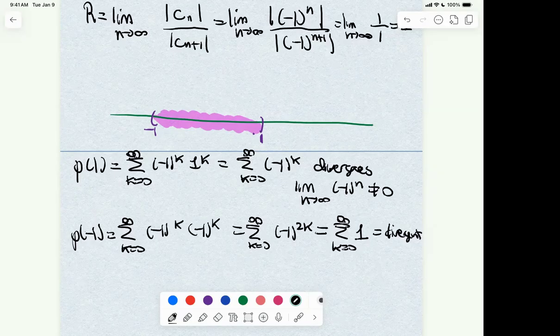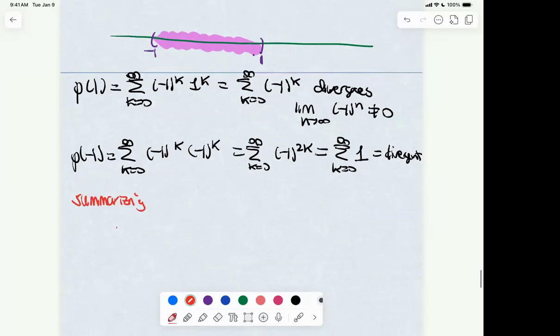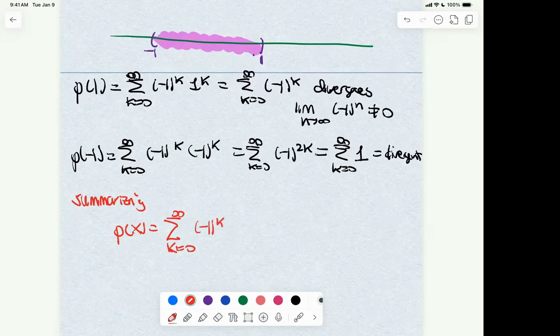Okay, so what does that mean? Summarizing, this expression has convergence on the open interval (-1, 1).